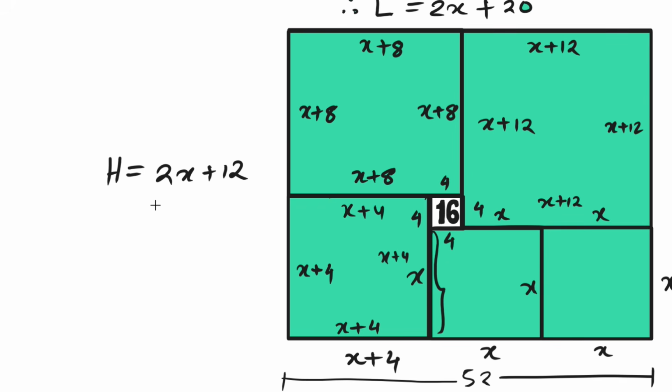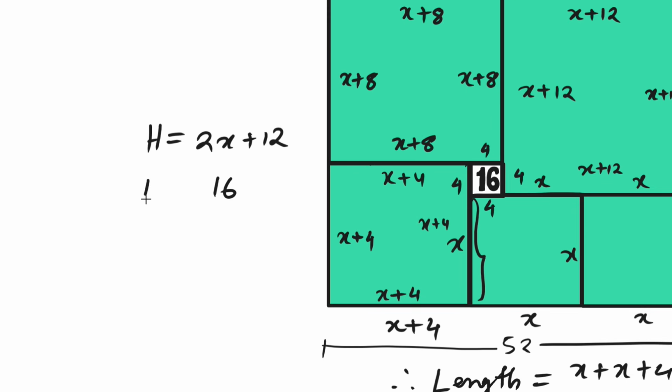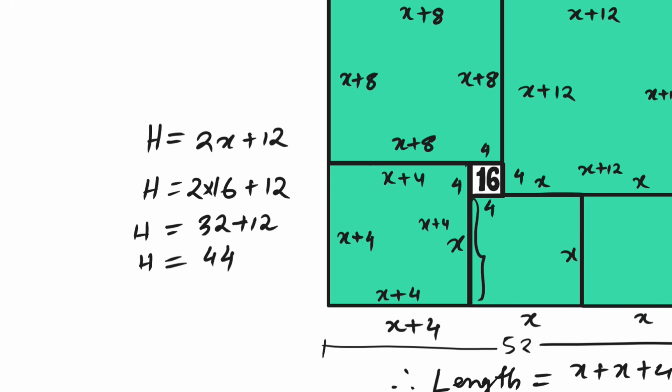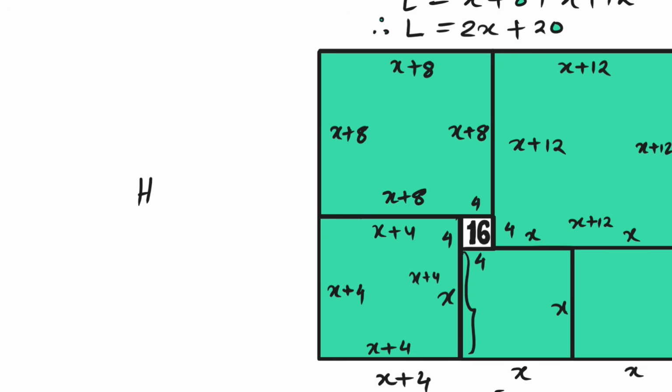Now substitute our value x equals 16. We get 2 multiplied by 16 plus 12. 2 multiplied by 16 is 32, and 32 plus 12 equals 44. So the height of the large rectangle is 44 units.